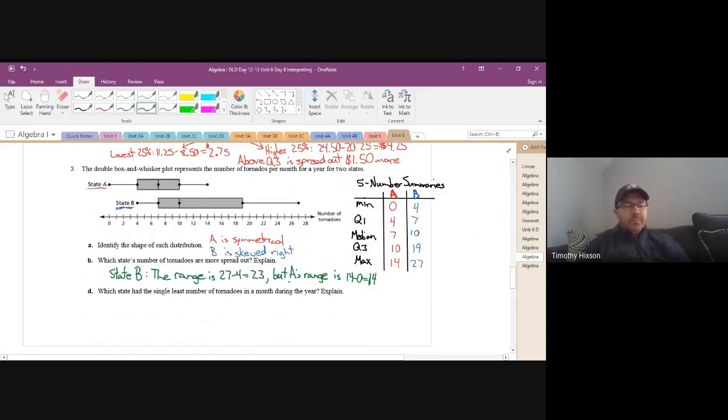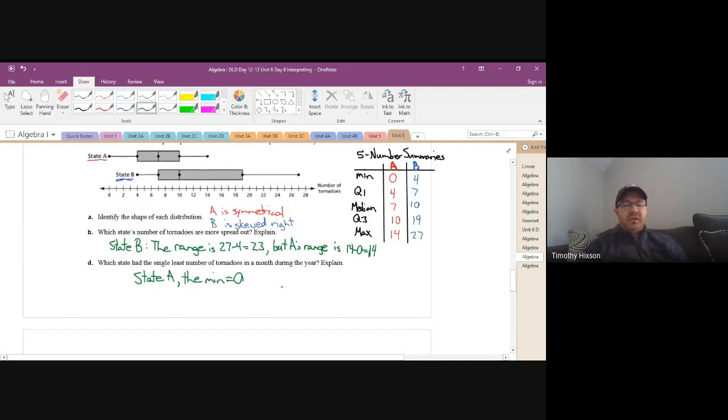Okay. So which state had the single least number of tornadoes in a month? Well, if we look at the MINs, state A had a month where there were no tornadoes at all. So state A had the single least number of tornadoes in a month during the year, because the min equals 0. Okay. And of course, state B had the least it ever had was 4. So every month it had at least some tornadoes.